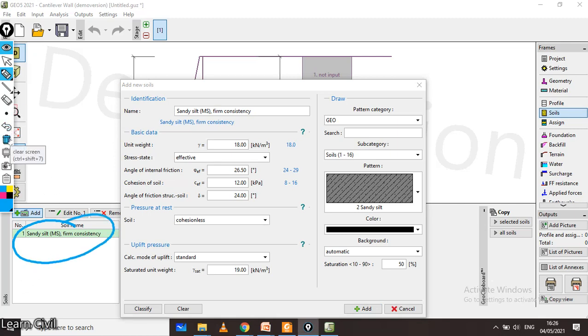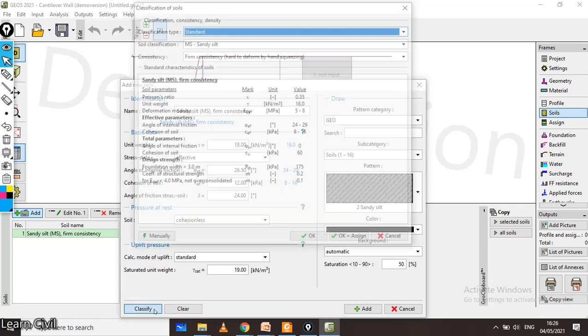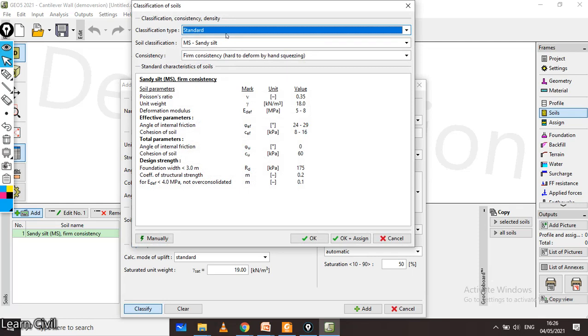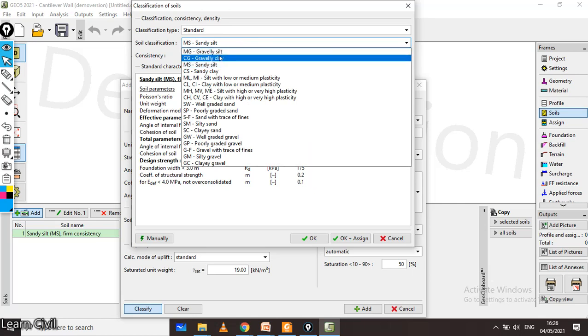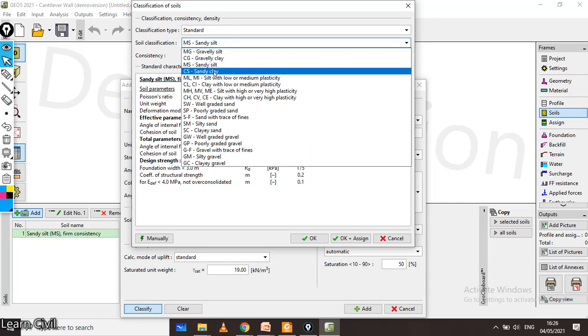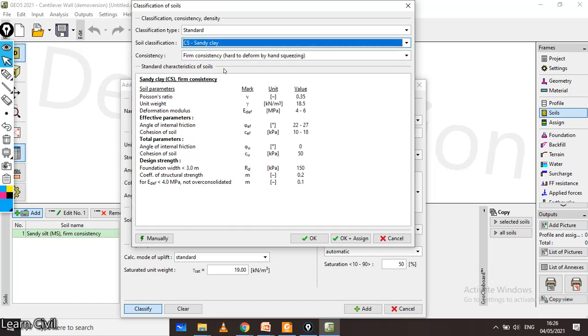One soil mass is generated, that is sandy silt. Next layer was of sandy clay. So again go to this classify, click on classify, select classification type standard, soil classification as sandy clay. You can see here sandy clay is here, so select this sandy clay.